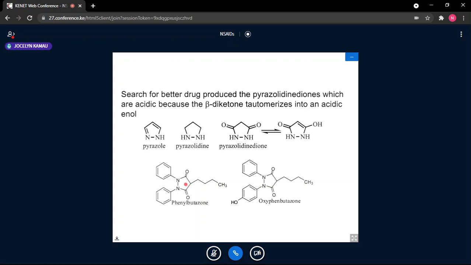And once you lose a proton, those electrons come in this way. And as they come this way, that tautomerizes, and we had already shown it gives us keto-enol tautomerism. And therefore phenylbutazone agrees with the need for an acidic group.